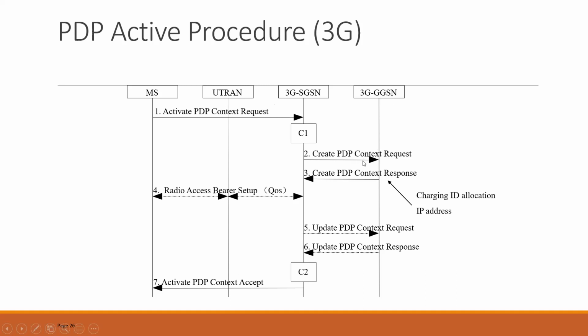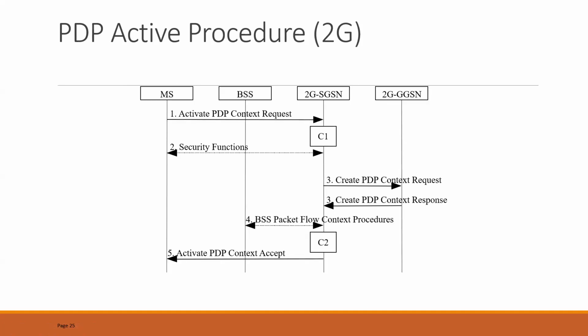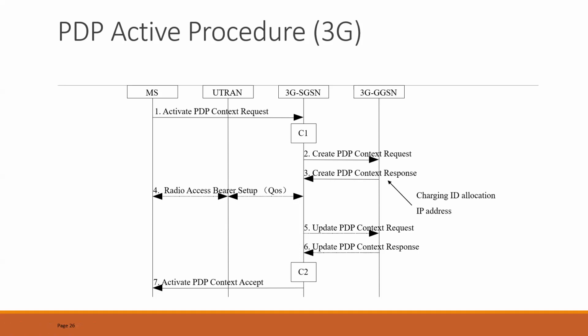GGSN will resolve that APN into an IP address. It will allocate a charging ID. It will allocate a quality of service. It will allocate a quota, if any, based on your request. It will authenticate from OCS and from PCRF. This authentication is also done in 2G as well, but those are optional things. So in 2G and 3G, both it's optional. You get authentication from OCS, you get your profile from PCRF and all that.